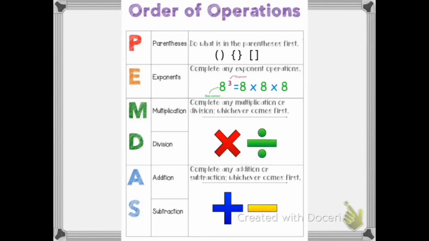but let's go through each one. First one is parentheses, and we see these as these symbols right here. They're also called grouping symbols. So anything that is inside these grouping symbols is going to be what you do first.